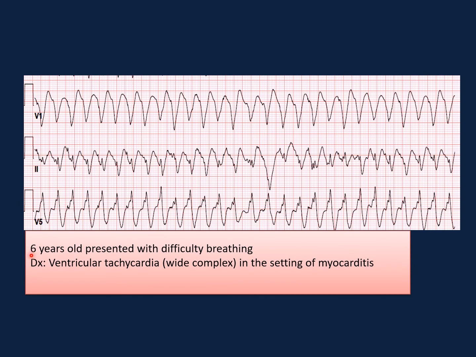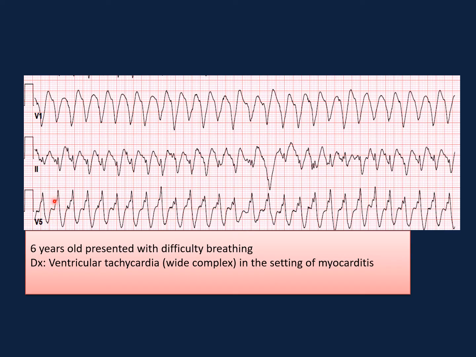This is a rhythm strip for a 6 year old who presented with difficulty breathing. If we look at the rhythm here, the rhythm looks regular. Then the rate here, you have 1.8 large squares. So if you divide 300 by 1.8 equals 160. So the approximate heart rate here is 160 beats per minute, which is more than the upper limit of sinus tachycardia for 6 years of age. At 6 years of age, the upper limit is about 133 beats per minute, but here it is 160. So this is a tachycardia.